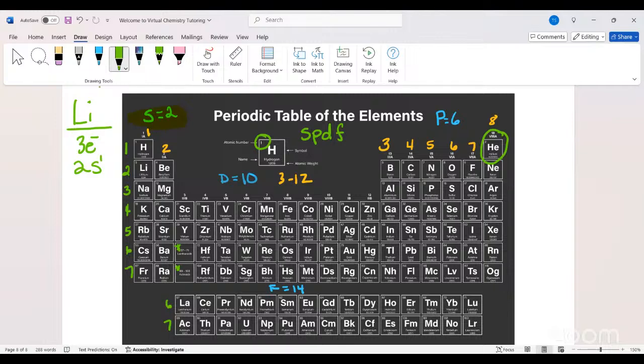So you know what I'm going to write down for my electronic configuration? The first thing is 1s2, then 2s1. And when you add up the 2 and the 1, you get the 3 electrons right here for lithium.